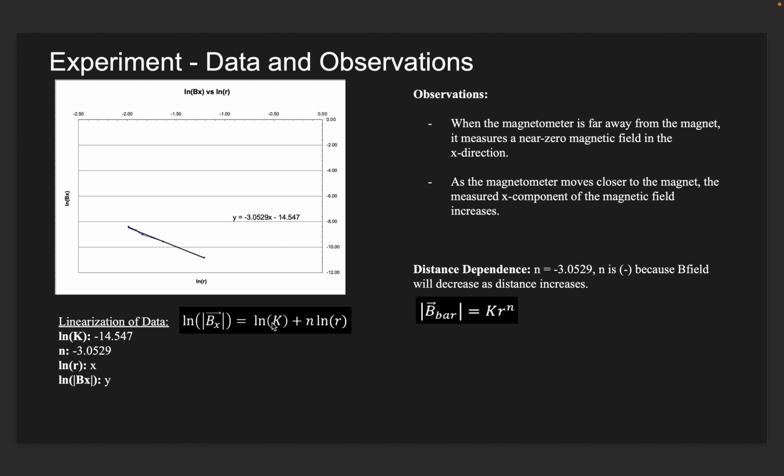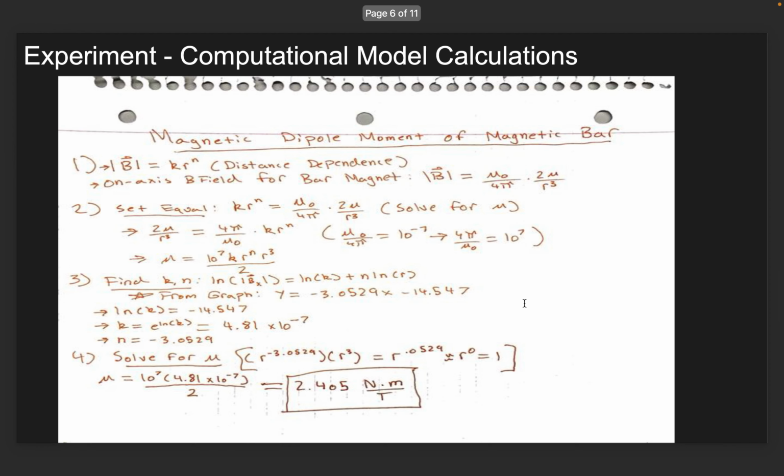So you can see here in our data that the linearization of our graph is here, where we have ln of k equal to negative 14.547. Our n factor is going to be right here in our formula, so it's negative 3.0529, and we have our x and our y as well. And I found that when the magnetometer is far away from the magnet, it measures a near zero magnetic field in the x direction. As the magnetometer moves closer to the magnet, the measured x component of the magnetic field increases, and n is negative because the B field will decrease as distance increases.